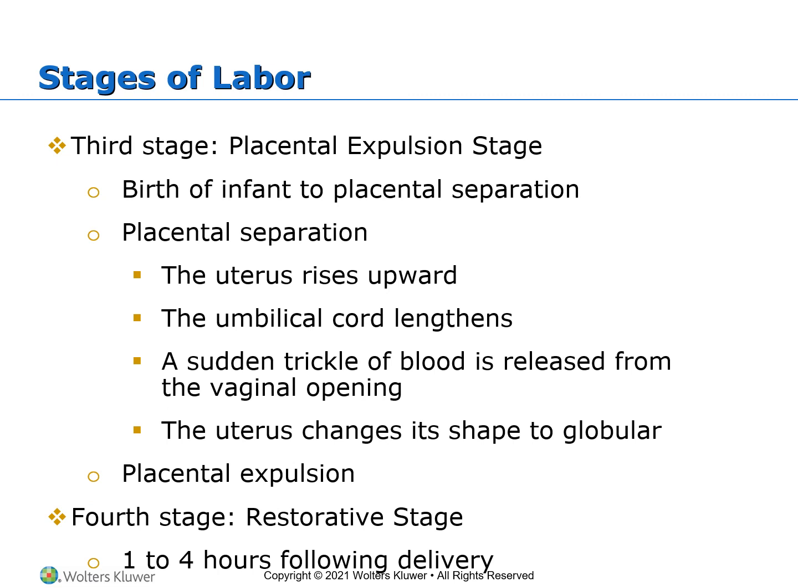The third stage of labor is when the placenta separates and is exposed. The signs that the placenta has separated from that uterus and is ready to deliver: that uterus will rise upward, the umbilical cord will lengthen, there will be a trickle of blood, the uterus will change its shape to globular.